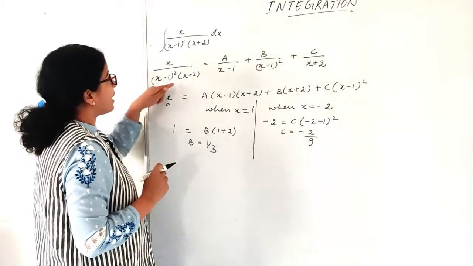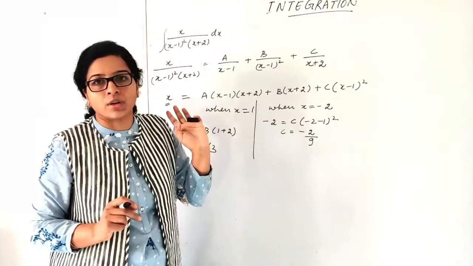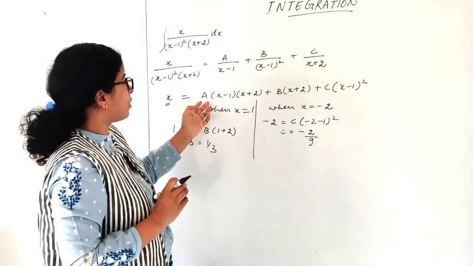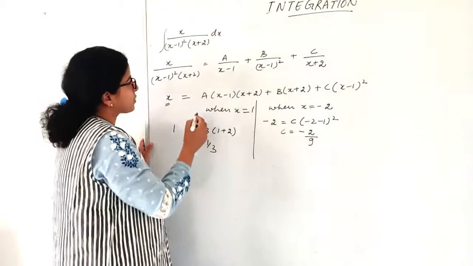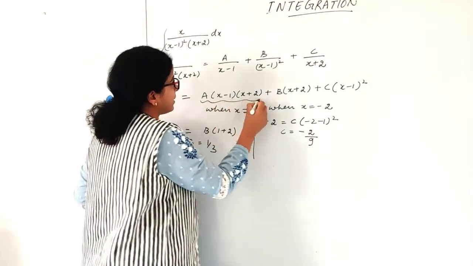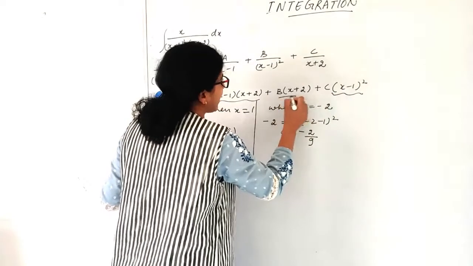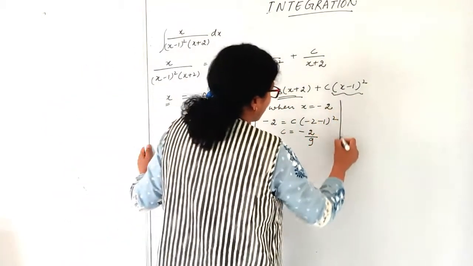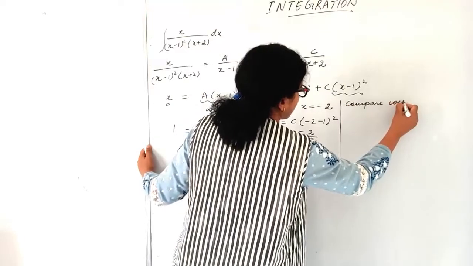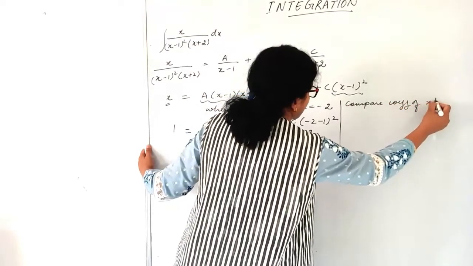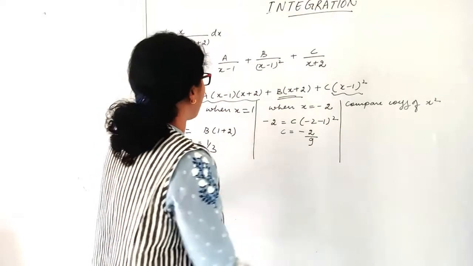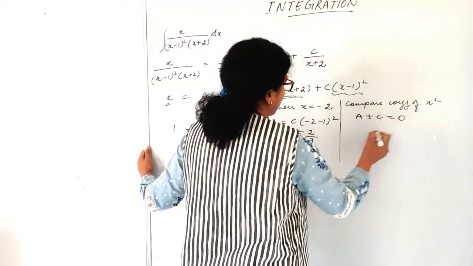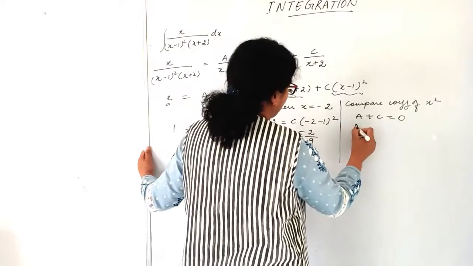Now we don't have any other factor to be substituted. So in that case, we will compare the coefficients to get the value of a. Right? So x square coefficient is in this and in this. I don't get any coefficient of x square from here. So I will compare the coefficient of x square. I am getting a plus c equals 0. Already I have the value of c.